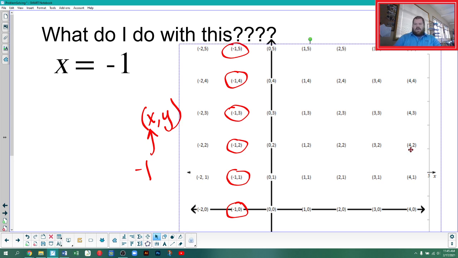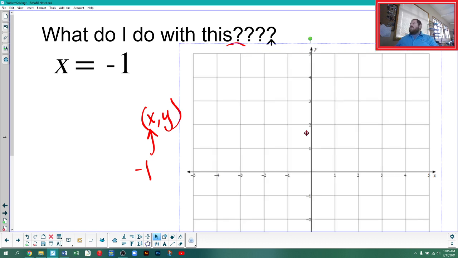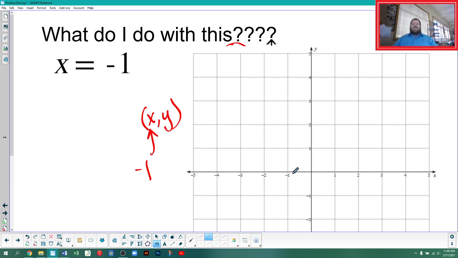Let's see if I can do this quick. Nope. That one? Aha, that worked. All right. So if I bring this graph back up, I'm thinking about all the values where the x value is -1. That happens here, here, here. And so this line that we get is actually a vertical line that goes through -1. Goes through x equals -1.